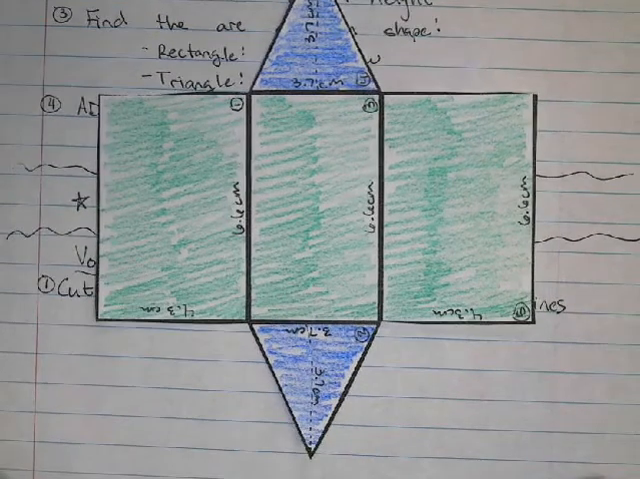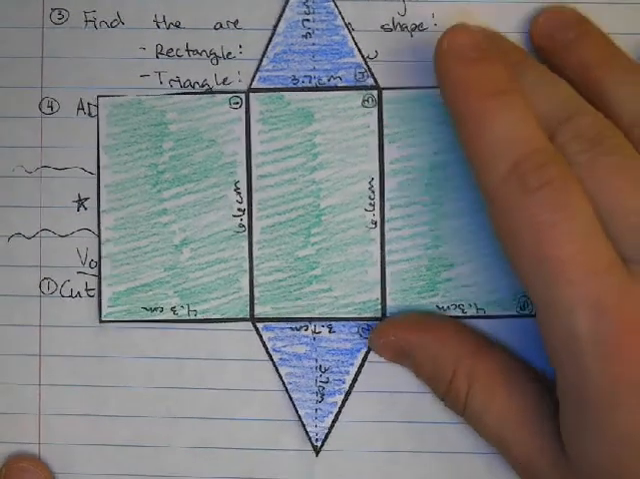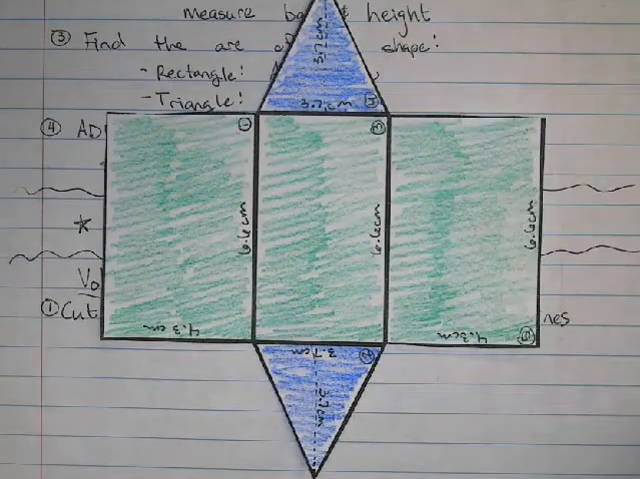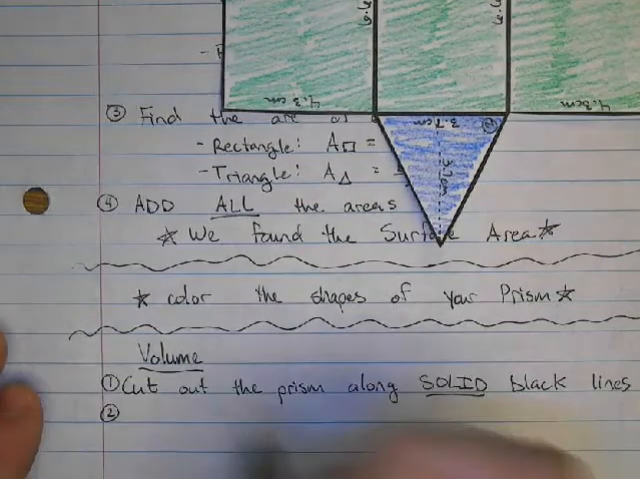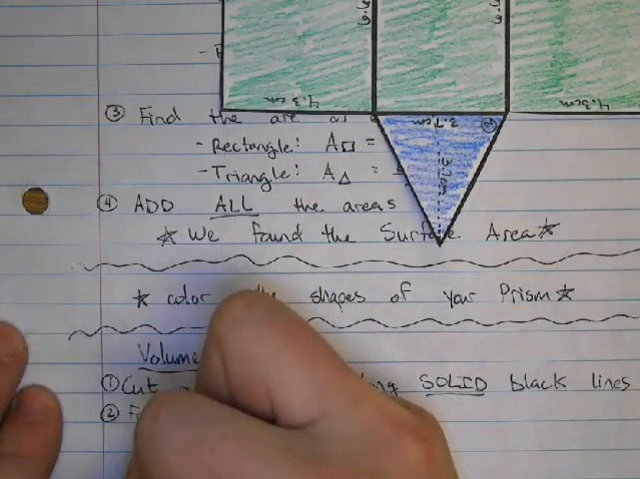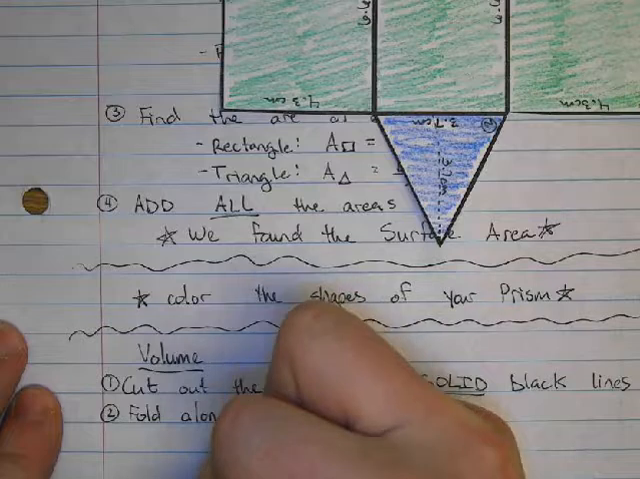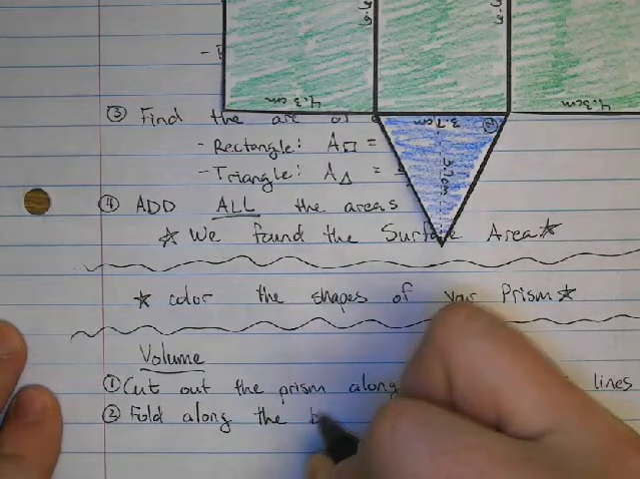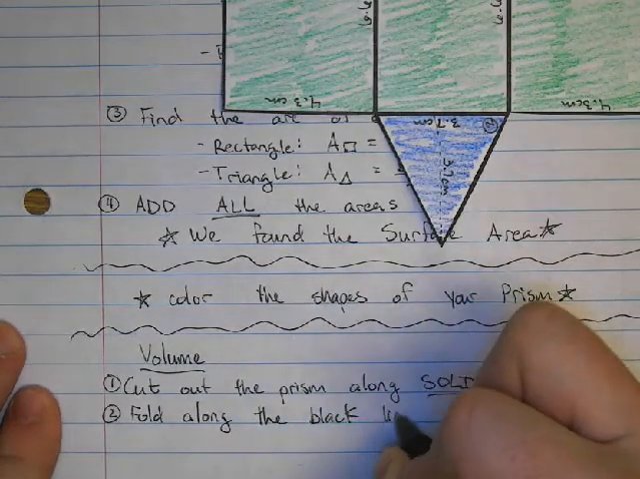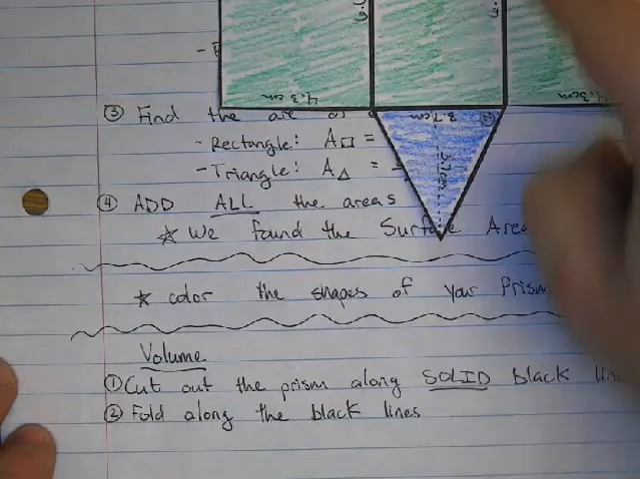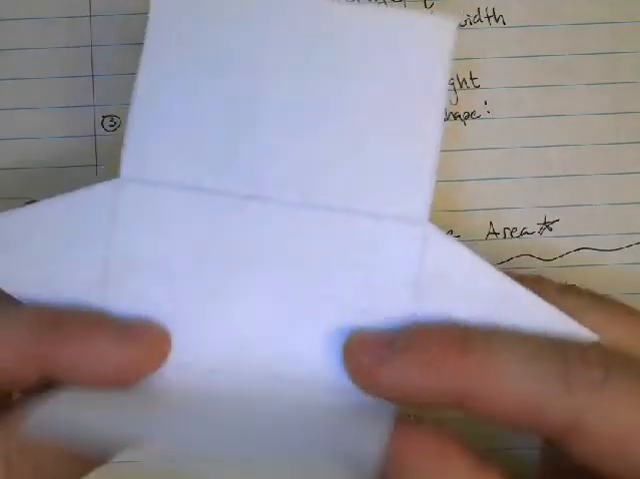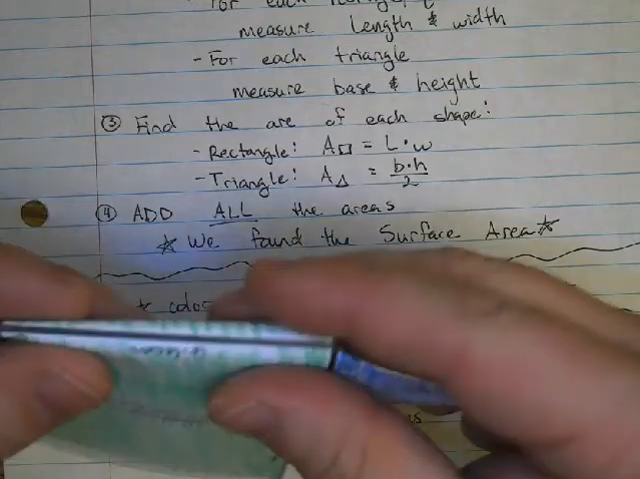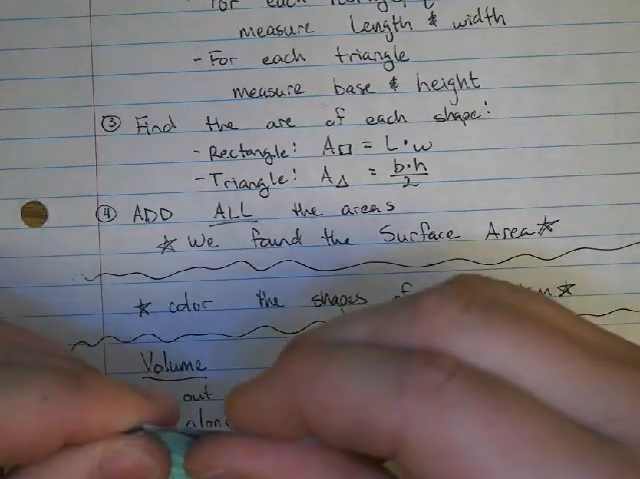Now that we've cut out our prism, we should have something like this. Okay, our second step to volume will be to fold along the black lines. So we're going to fold along these lines. We want to fold it so the colors are on the outside, so fold like so, and do your best to fold along those solid black lines.